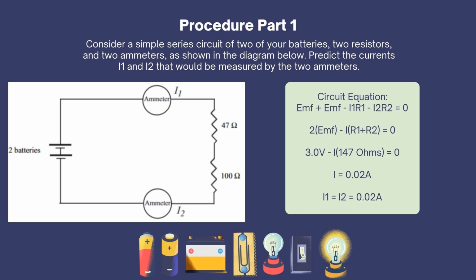This is our equation for this circuit, accounting for all elements involved. Since this is a closed circuit, we can use the loop rule to know that all potentials sum to zero, and with this, we can algebraically manipulate this equation to solve for our currents I1 and I2, with the results being 0.02 amperes.